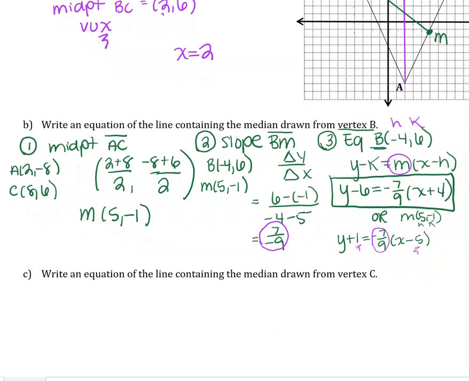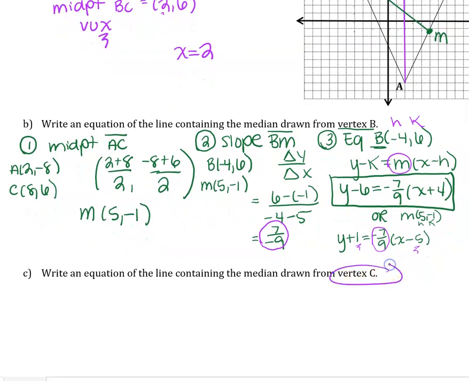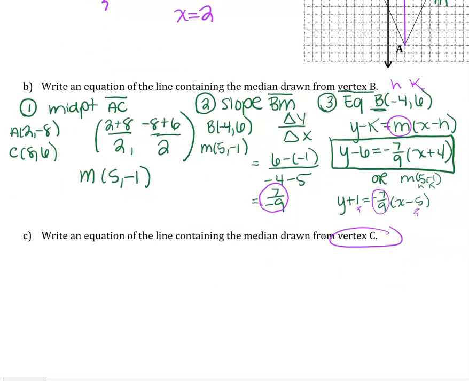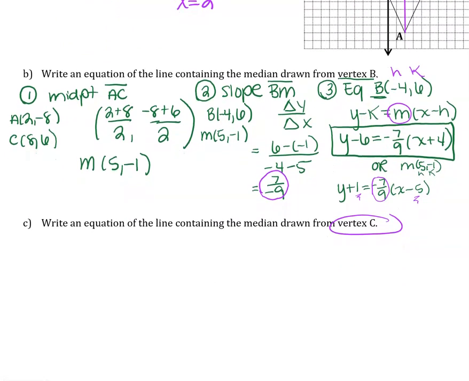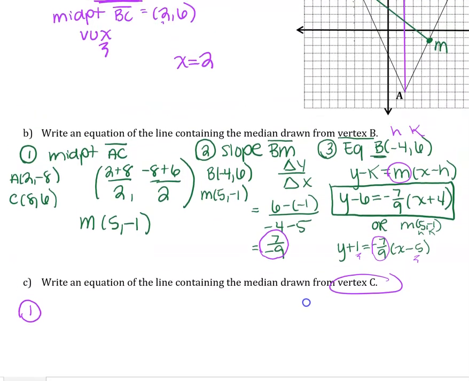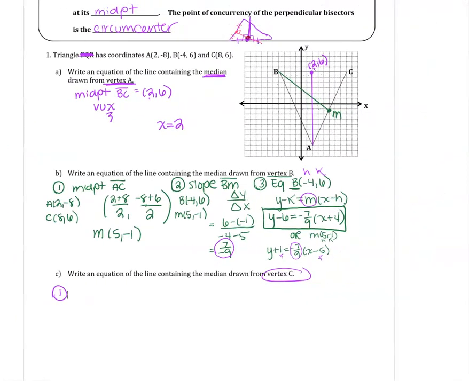And you guessed it, it's the median from vertex C, because that's the only one that's left over. Okay, so again, I'm going to write out my steps here. If we are going to go, I'll zoom out here for a second. If we're going to go from vertex C to find the median, that means we need the midpoint of the opposite side, which is AB. So midpoint of AB.